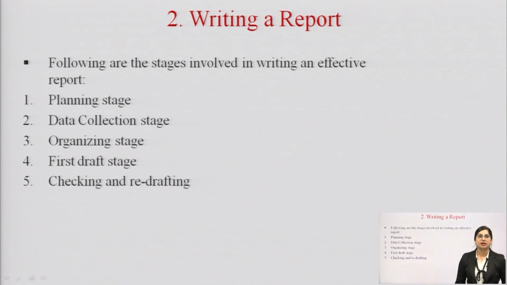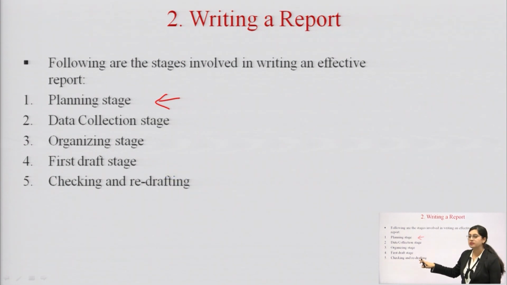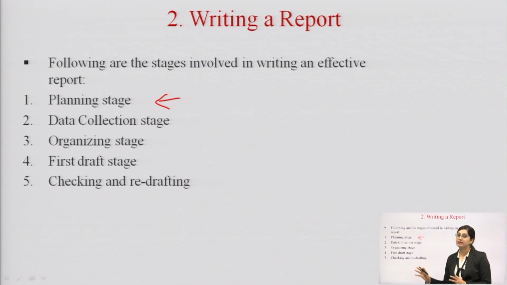So, students, let us now understand how, while we are writing the report, we are going to answer those questions that I mentioned in the previous slide. First of all, students, these are the stages that we need to take care of when we are writing a report. I am taking you to the first stage, which is called the planning stage. After that, I will take you to the data collection stage, the organizing stage, the first draft stage, the checking and the redrafting. Again, whenever we are following a certain process, it has to be put in the parts that we have talked about in my previous lecture.